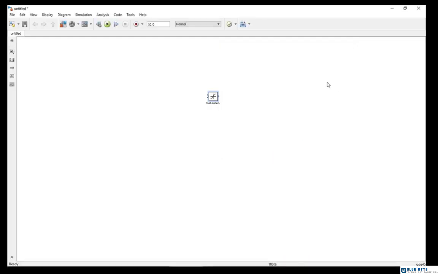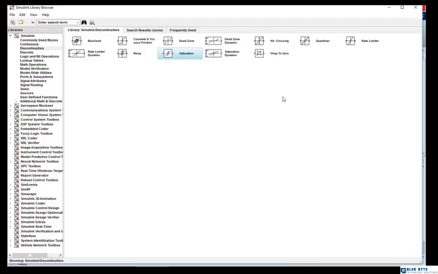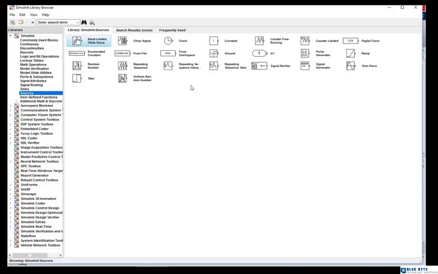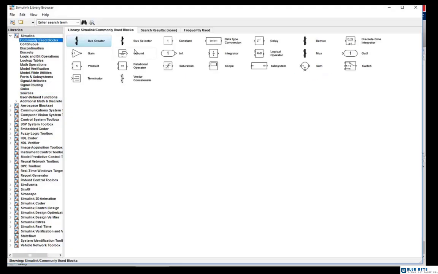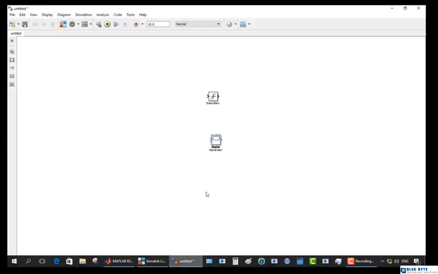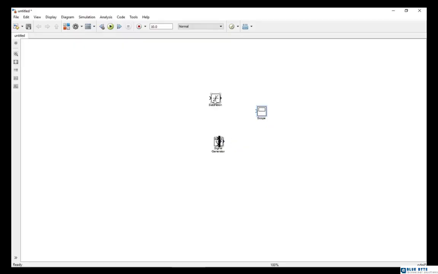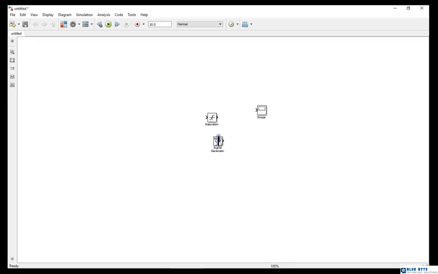I want to work on the model in order to get to know about its applications in simulations. I should use a source input. I create it by signal generator. I add a mux and a scope. I will explain signal generators completely later. Here I want to use the signal generator to create a sinus wave.